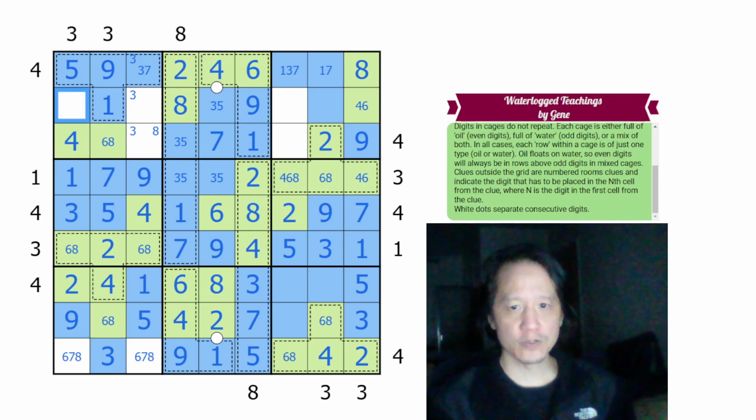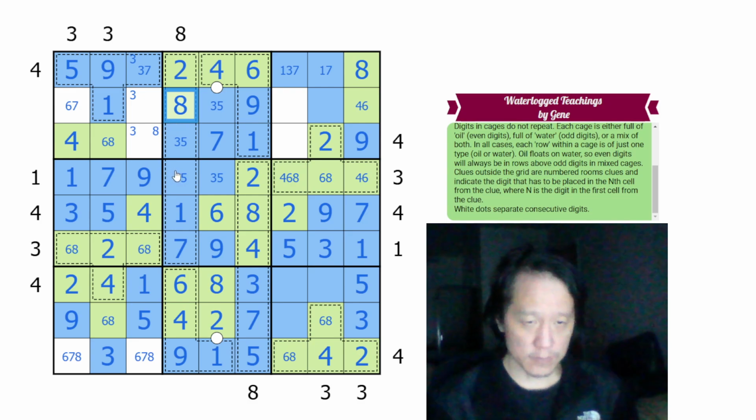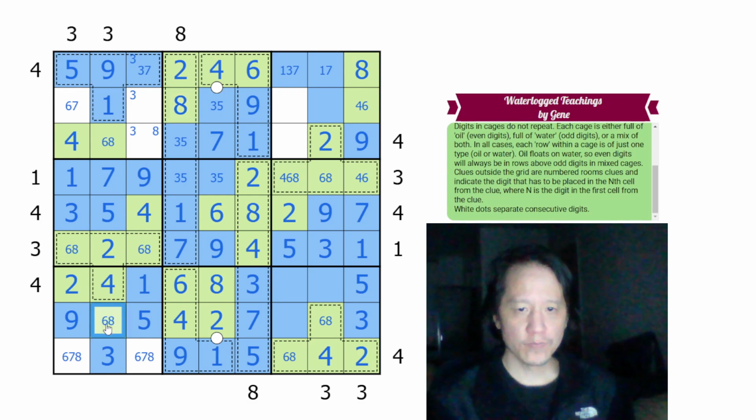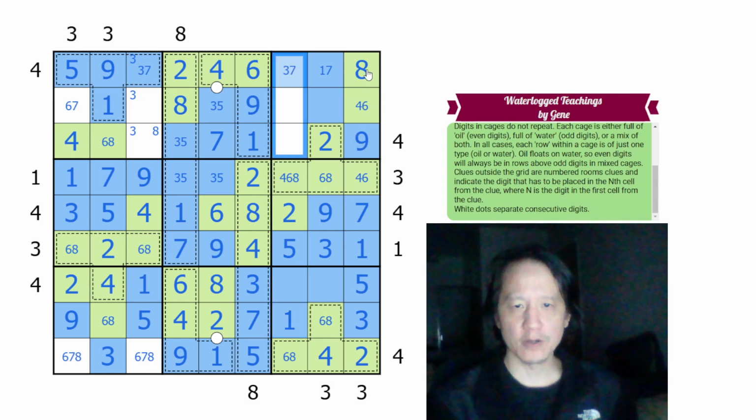This is also 6 or 7. Cannot be 8, though, because of this 8. This is 6 or 8, this is 6 or 8, which forces this to be 1. So this cannot be 1. 1 can't be here, 1 can't be here, 1 can't be here because of this 1. So these ones eliminate those ones, so therefore this is only 1.